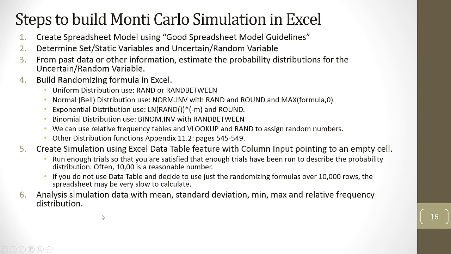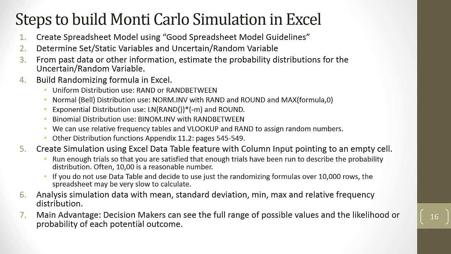Step 6, we analyze simulation data with mean, standard deviation, min, max, relative frequency, and other techniques for analyzing. And finally, the main advantage: decision makers can see the full range of possible values and the likelihood or probability of each potential outcome. Now, in our next video, we'll look at various ways to randomize variables in Excel, looking at various distributions. And then the 4 videos after that will have 4 awesome examples.